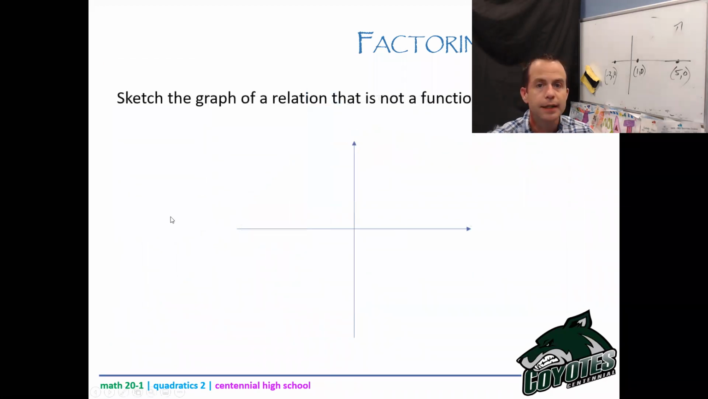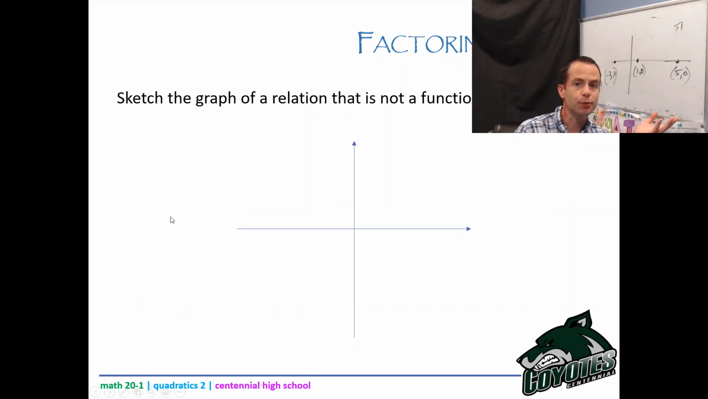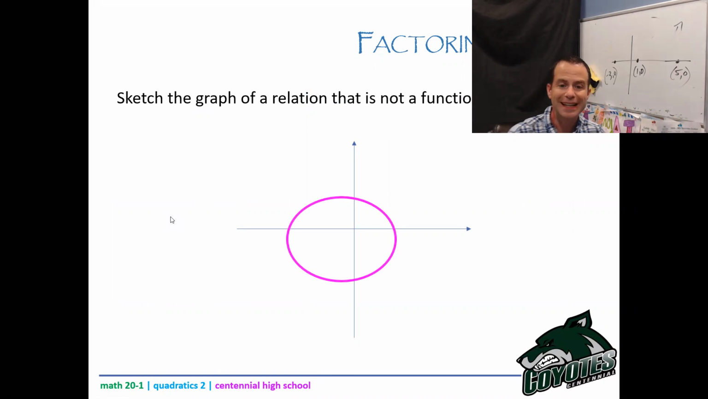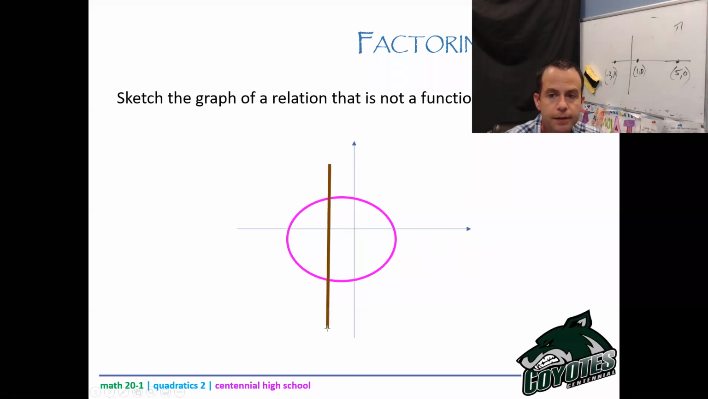Okay, give me a relation that's not a function. So any sort of picture where it would not pass the vertical line test, okay? So I threw a circle here because if I tried to draw a vertical line here, that would not pass the vertical line test, right? If I looked at that x value, I have a value for y here and a value for y here, which means it doesn't pass the definition of a function, okay?